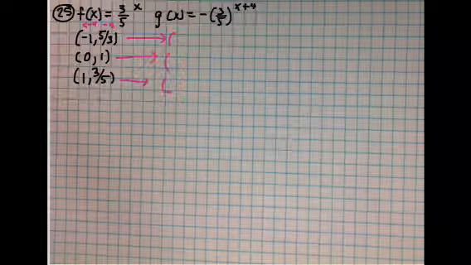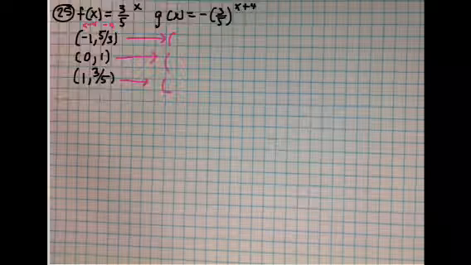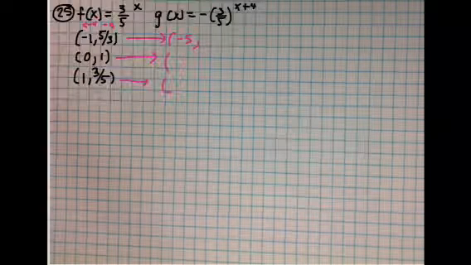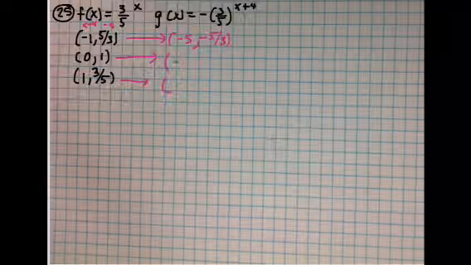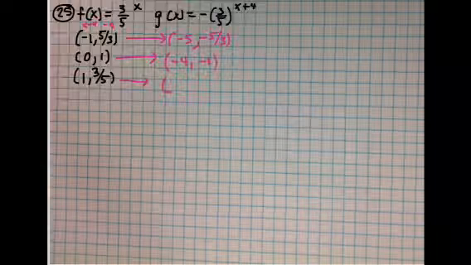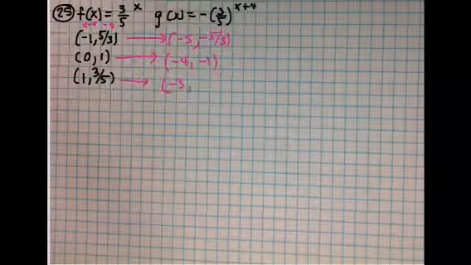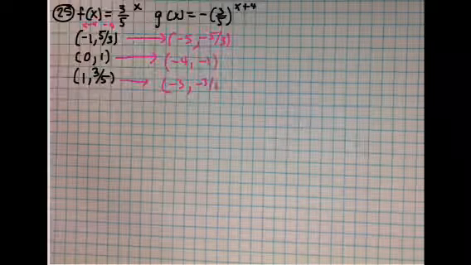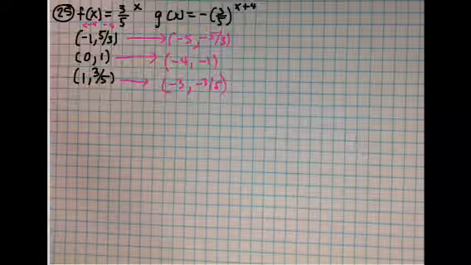So then the points become -1 minus 4, -5, -5 thirds, and then 0 minus 4, -1, and then 1 minus 4 is -3, -3 fifths. So these are the points that we're going to graph, the black points and the pink points on the same graph.